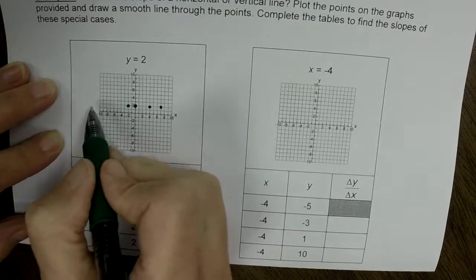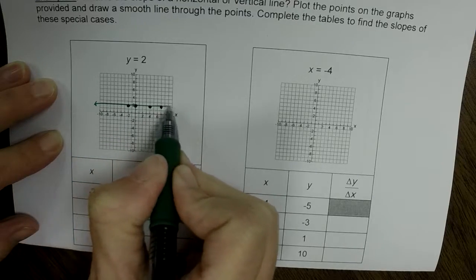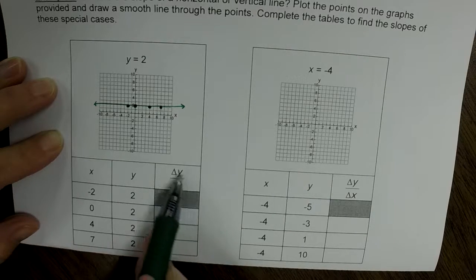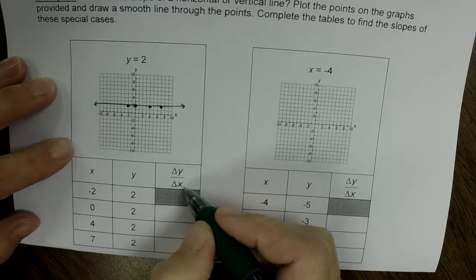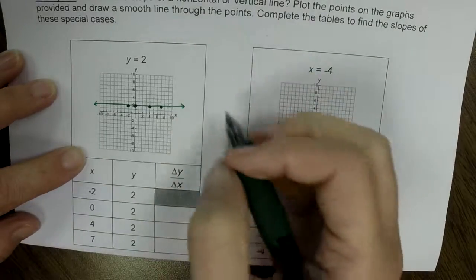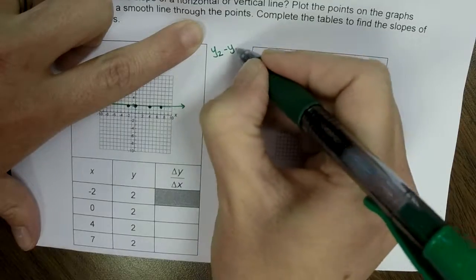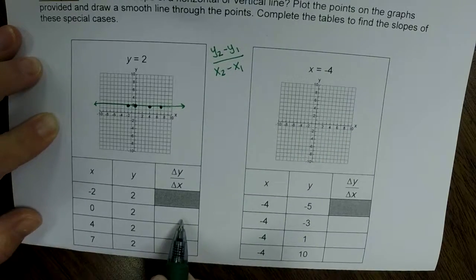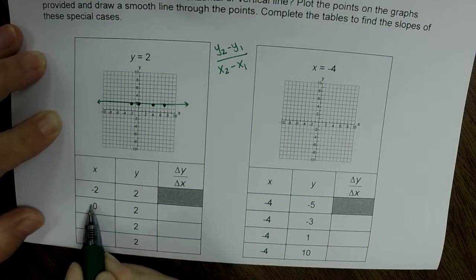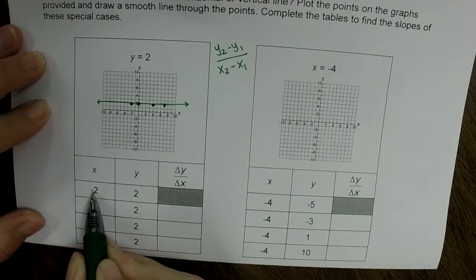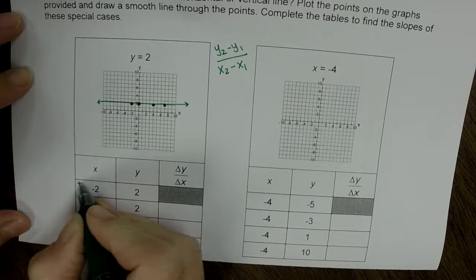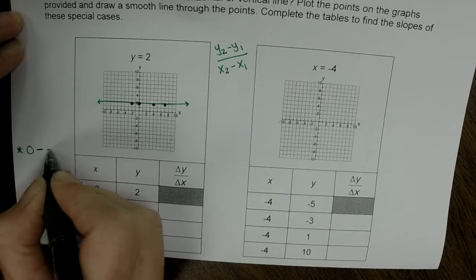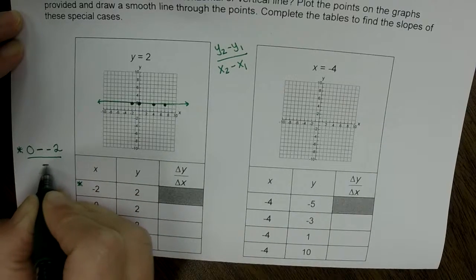Now it says draw a smooth line. So there's my smooth line. And now it says then find your slope. So notice it's delta y over delta x, so they're still just asking you to use your formula. So y2 minus y1 over x2 minus x1. So for this line, remember I would go straight across and I would do 0 minus -2. So if I were setting this one up, I'm just going to put a star and then put it over here, 0 minus -2.